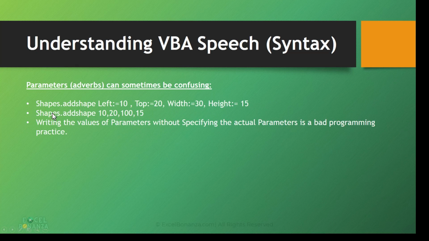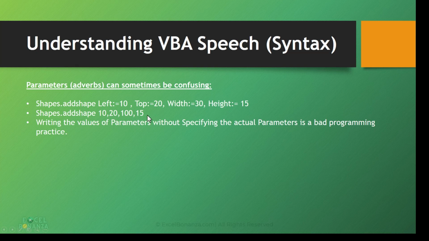So in VBA, you could write shapes.addShape. We're using the addShape method on the shapes collection object in order to add a new shape. And then you would write left equals 10, top equals 20, width equals 30, height equals 15. These parameters or adverbs identify the position of the shape when it is inserted. So you can actually write shapes.addShape 10, 20, 100, 15 without explicitly writing the parameters, and it will still work. Okay, the code will work absolutely fine.